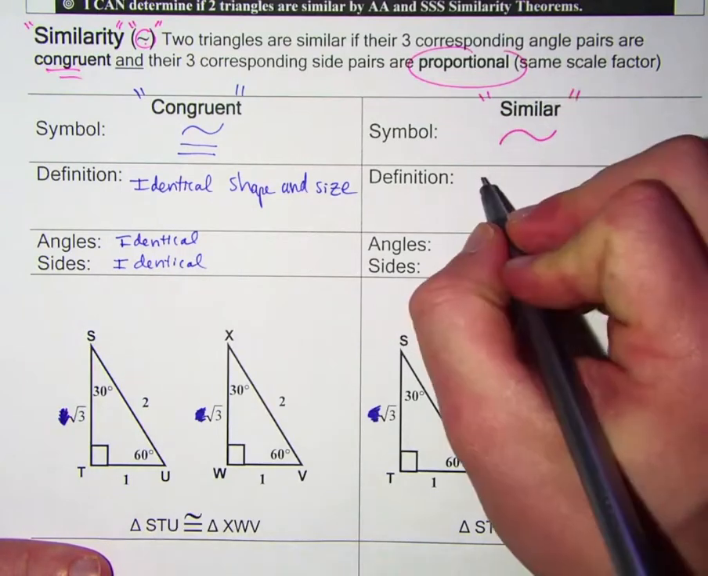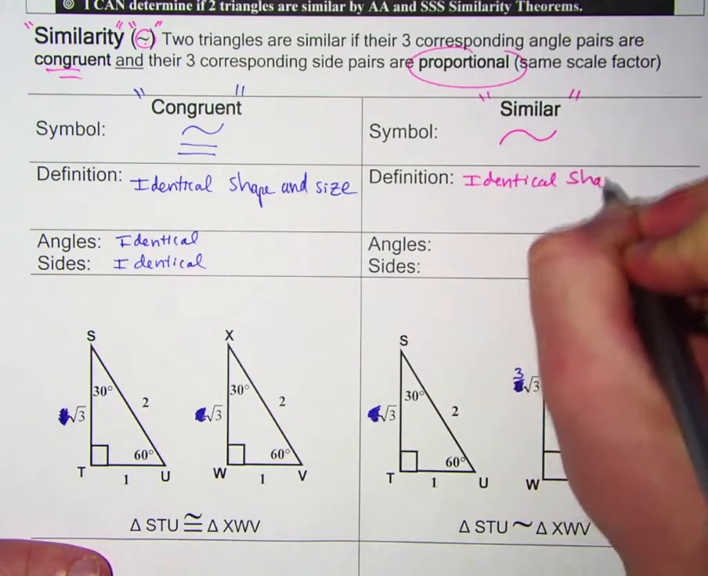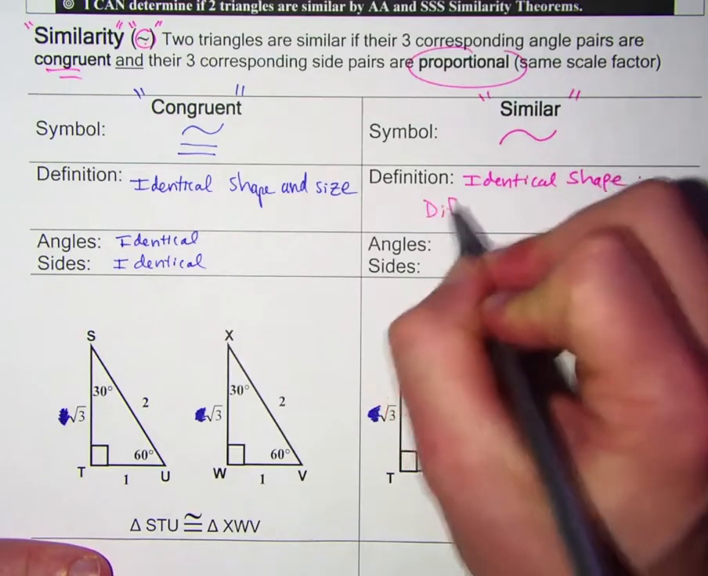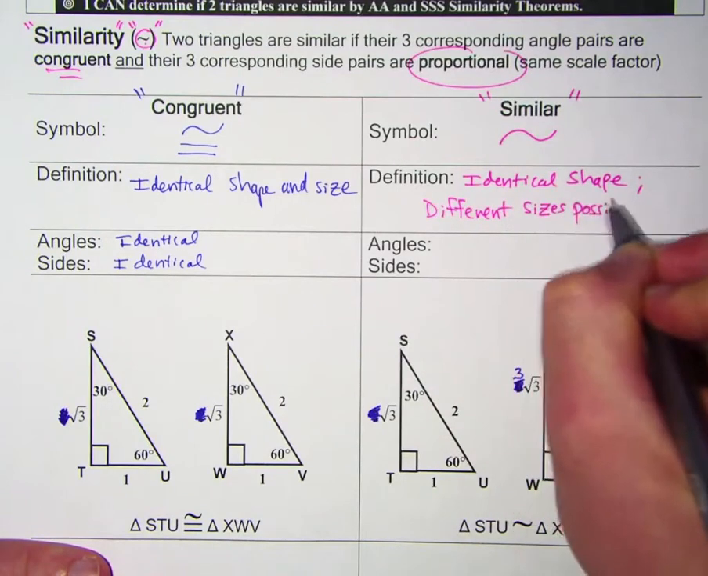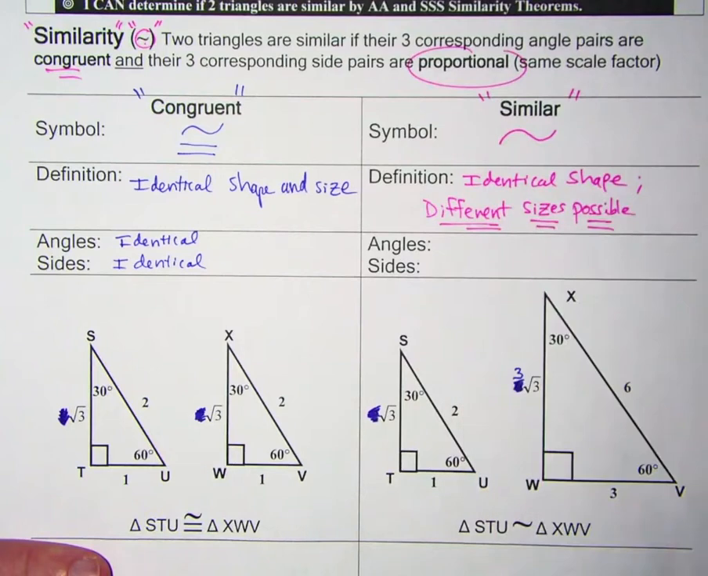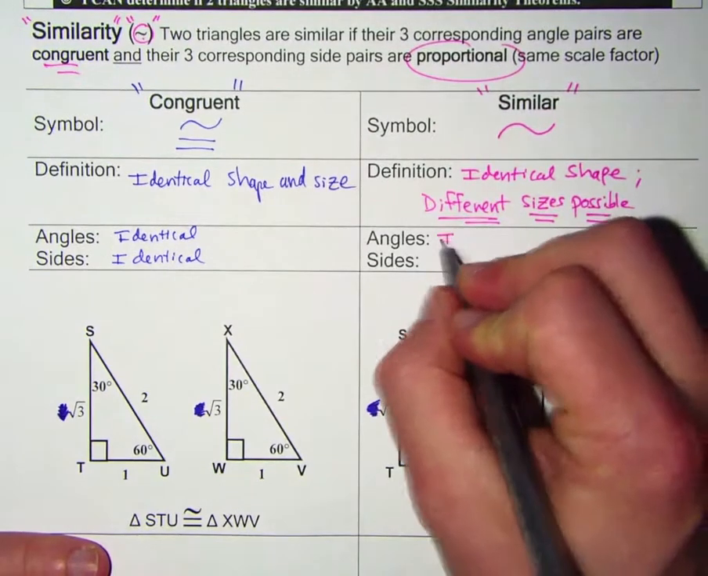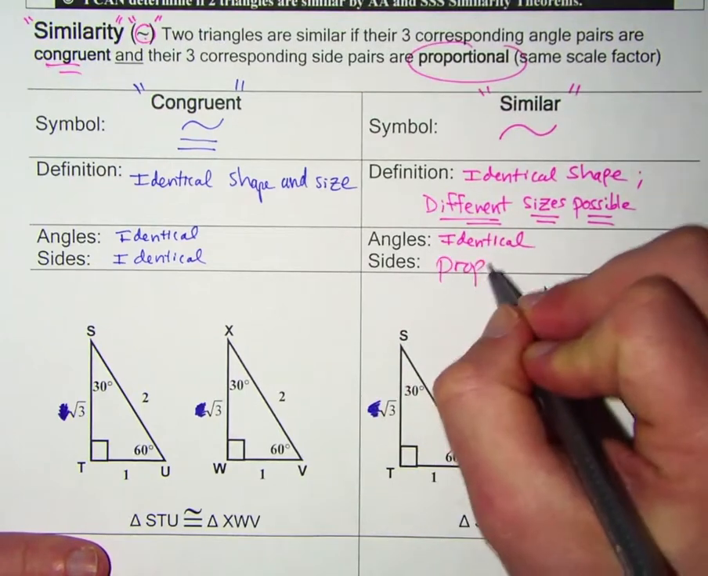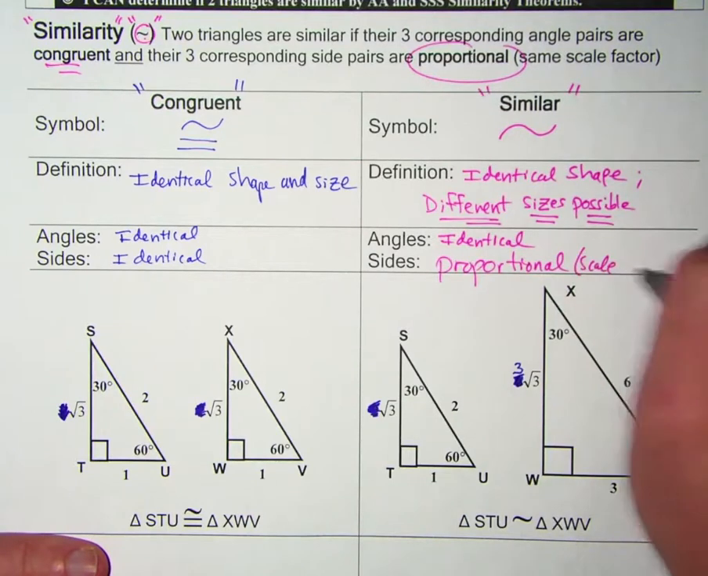However, for similar triangles, we do have identical shapes. So it's an identical shape. However, there are different sizes possible. That's the big difference. Different sizes possible. Think of a triangle being blown up or shrunk. So the angles are still going to be identical. They're still going to be congruent to each other. However, the sides are now going to be what we're going to call proportional. So proportional is kind of having the same scale factor.